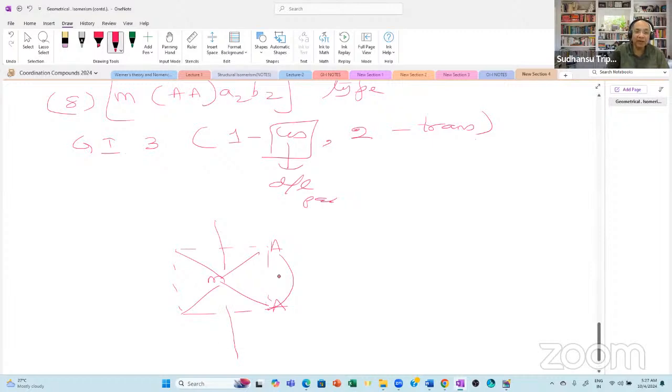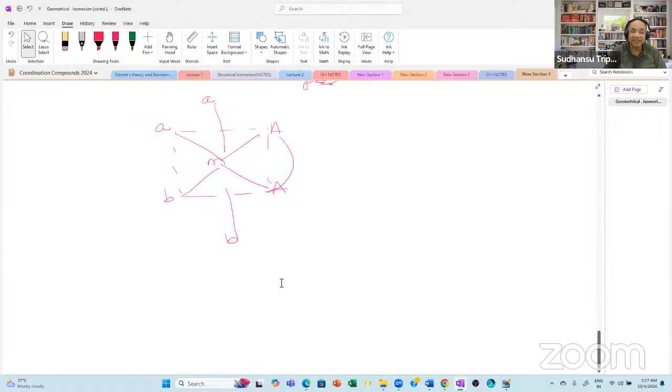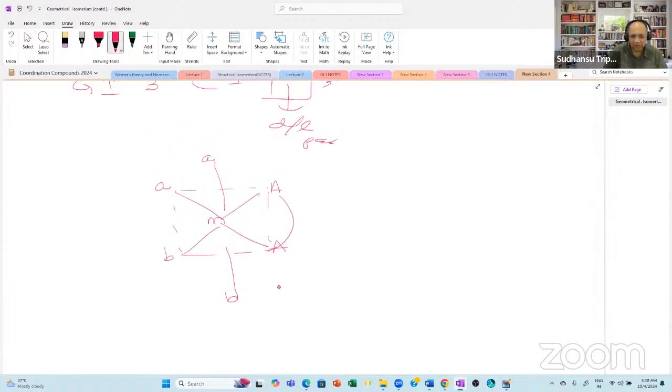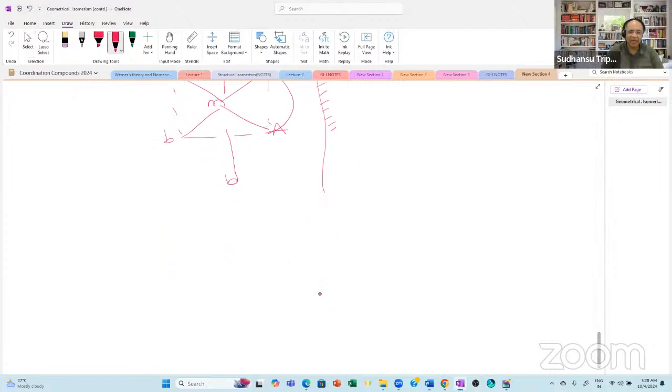Then we have in cis, AA will remain close, then BB will remain close. So that is the cis. It doesn't have any element of symmetry. And I'm leaving it here, making it apparent that this exists as a DL pair. And the other two, we can draw quickly.